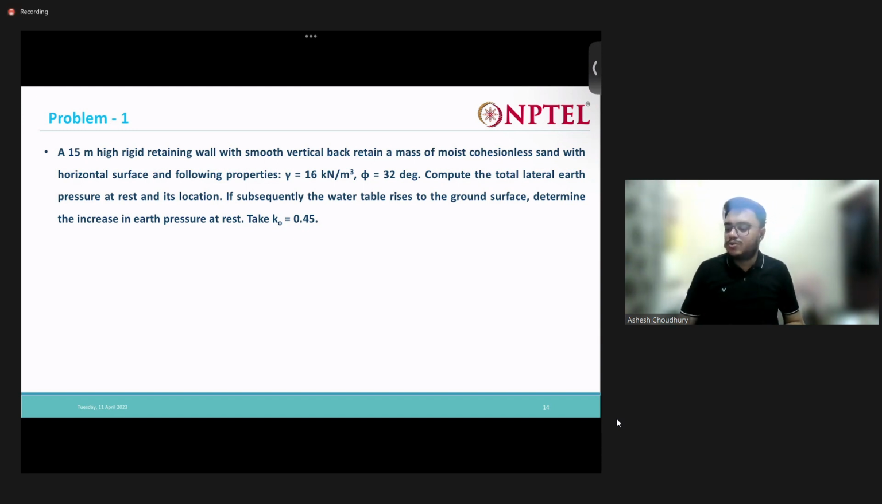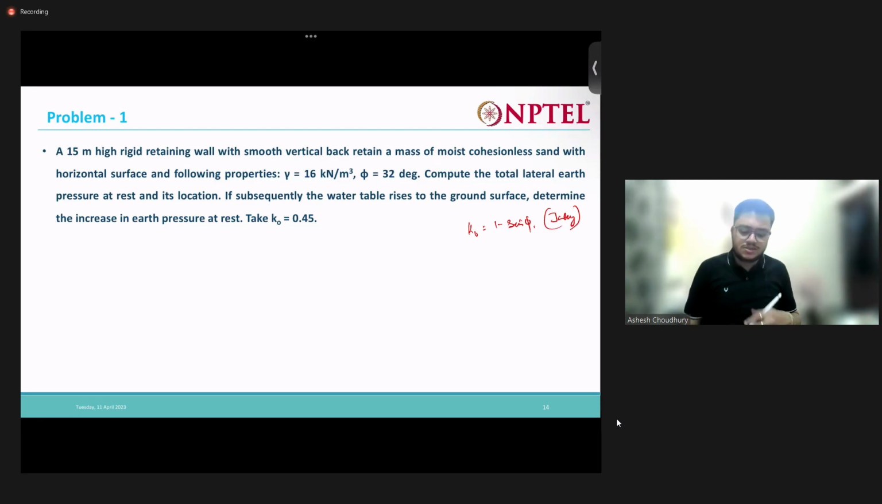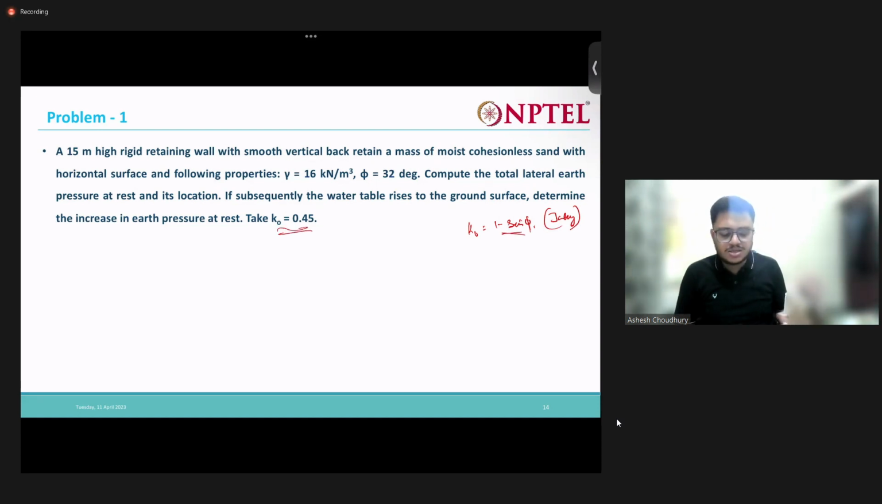If in your question this K naught value is not given, it can generally be taken as K naught is equal to 1 minus sine phi. So if this value is not given, you can take K naught as 1 minus sine phi. So let us see. We have a 15-meter high retaining wall, right?